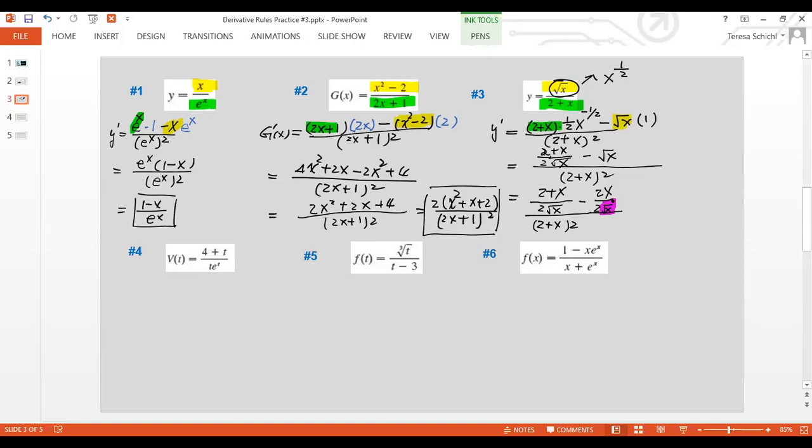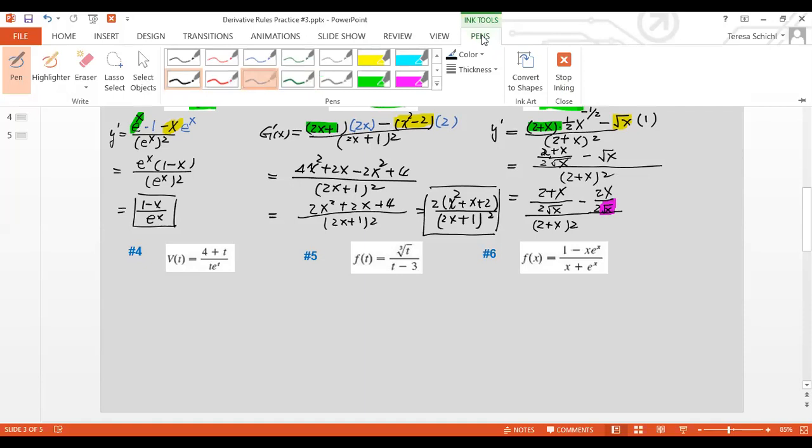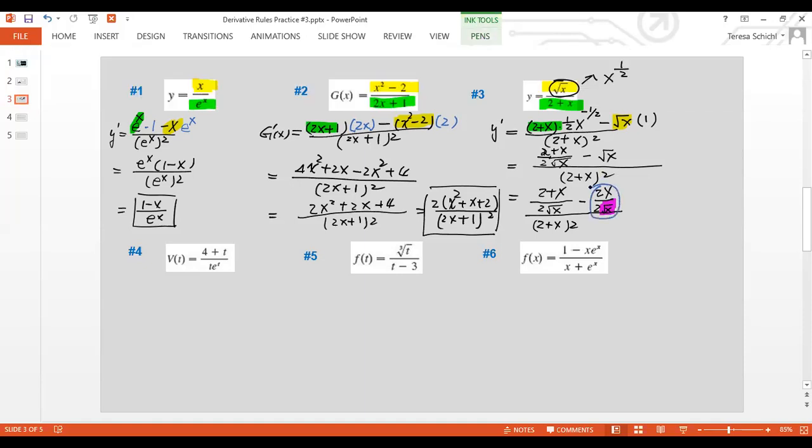So most of the students make mistakes. This is the place when they find the common denominator, and this is where they're going to make a mistake here. So just be very careful, and you will see we do some of this frequently.